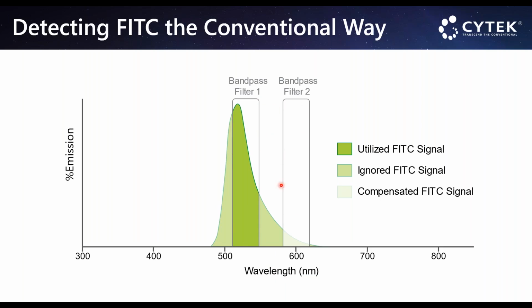And then here's what we would call maybe a PE detector. You're seeing some light here that we're having to compensate out, this spillover. And then the rest of the data is essentially ignored signal from FITC, right? We've designed these filters and mirrors specifically to detect the maximal emission of FITC and nothing else.